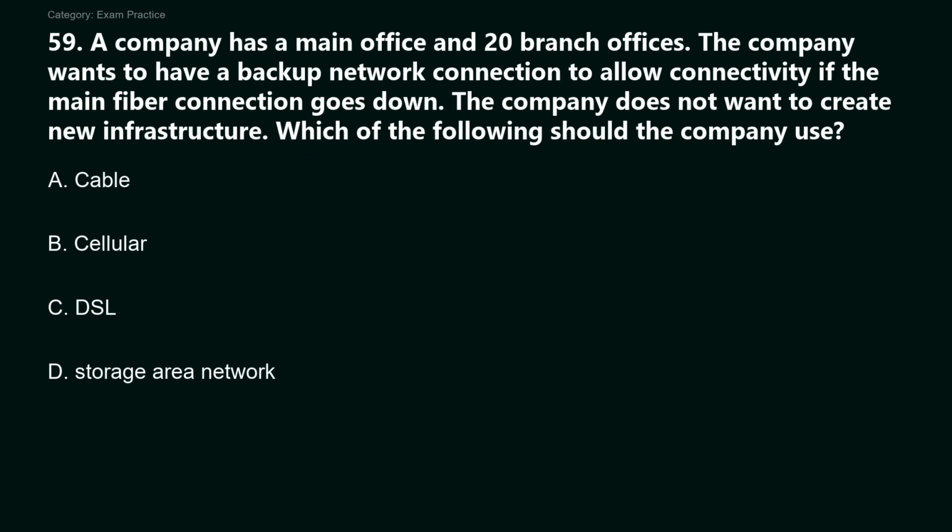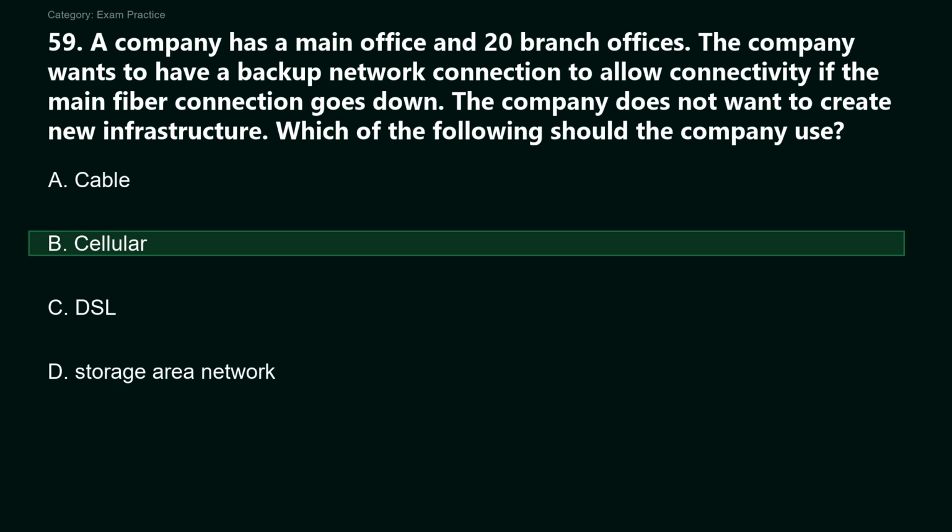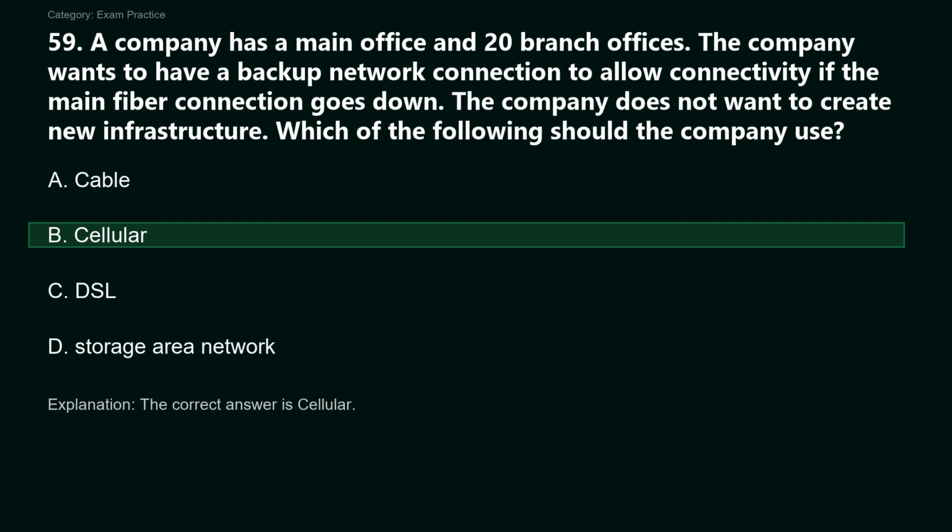Question 59. A company has a main office and 20 branch offices. The company wants to have a backup network connection to allow connectivity if the main fiber connection goes down. The company does not want to create new infrastructure. Which of the following should the company use? Option A, cable. Option B, cellular. Option C, DSL. Option D, storage area network. The correct answer is option B, cellular.